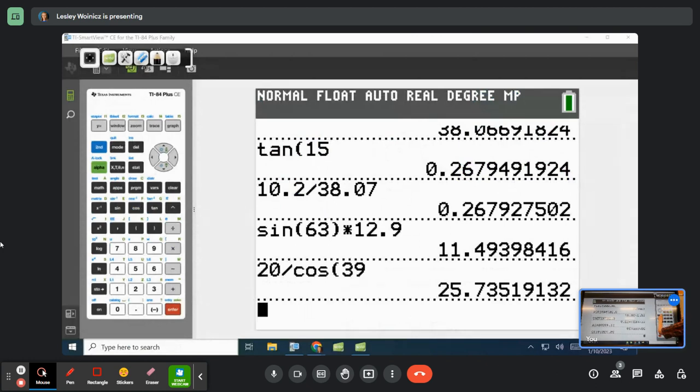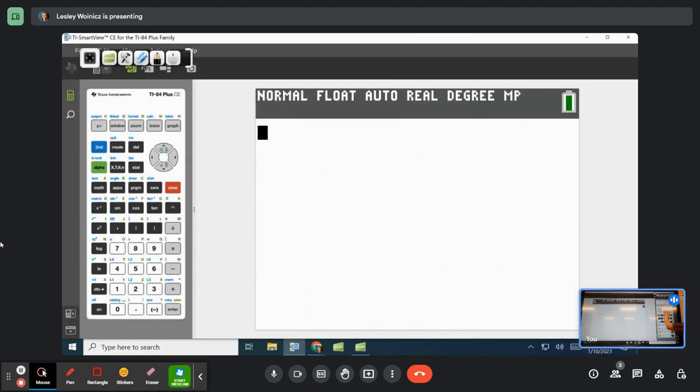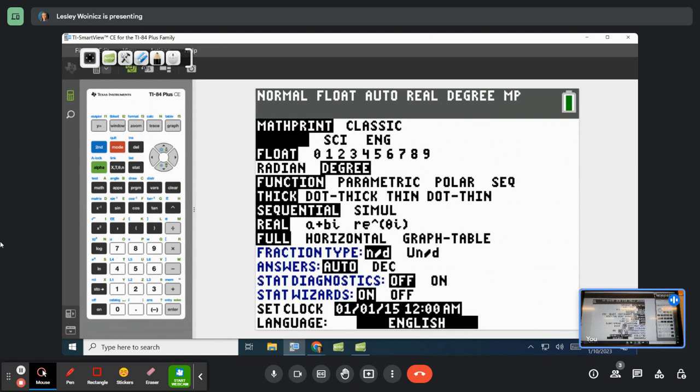Just to remind you, make sure that when you're doing these, you've gone to mode and you're not on radians, you're on degrees. Radians are like inches compared to centimeters. It's a different way to measure angles. So if you're not in degrees, you're going to be way off. So make sure you're in degrees.